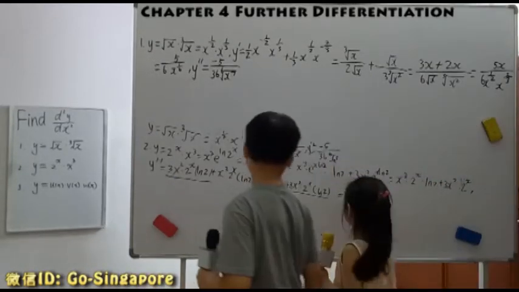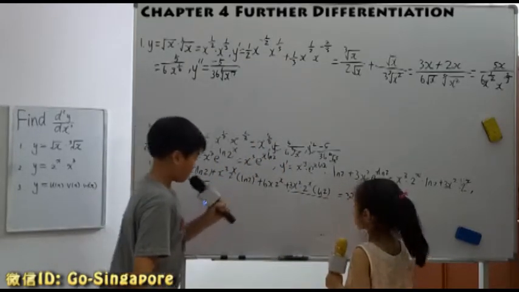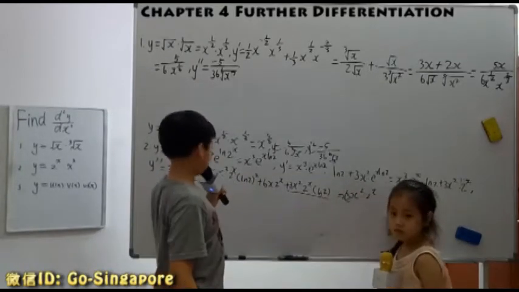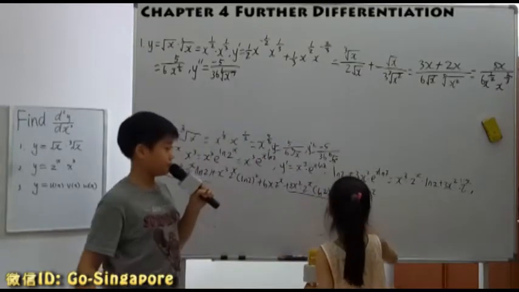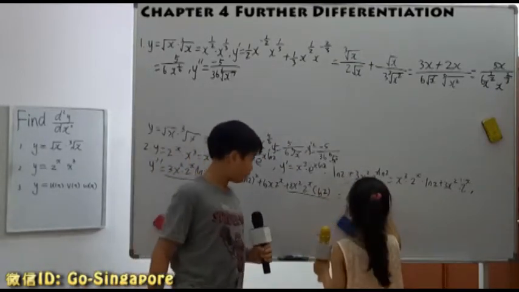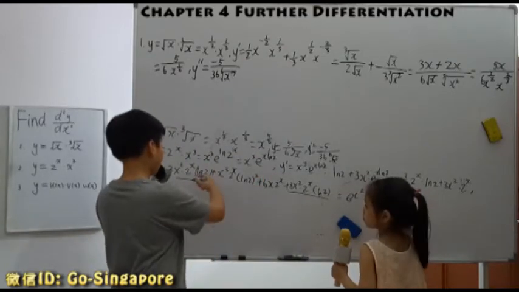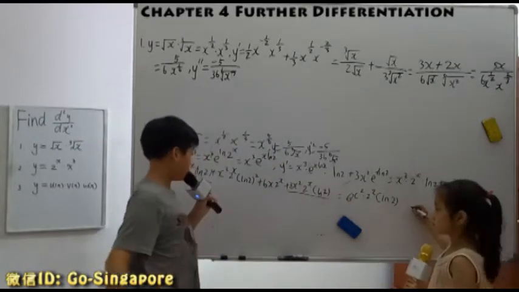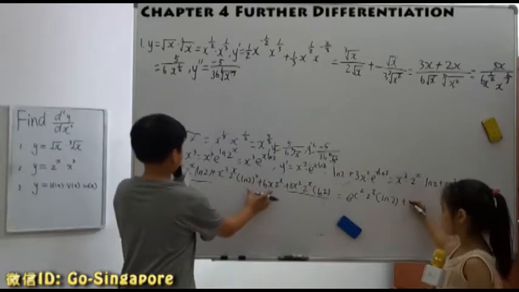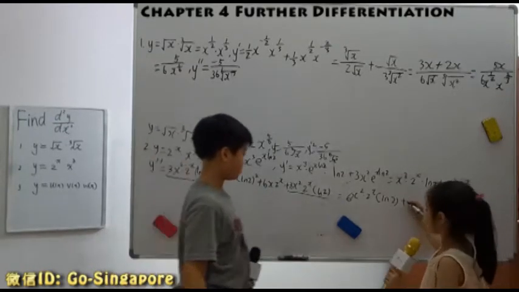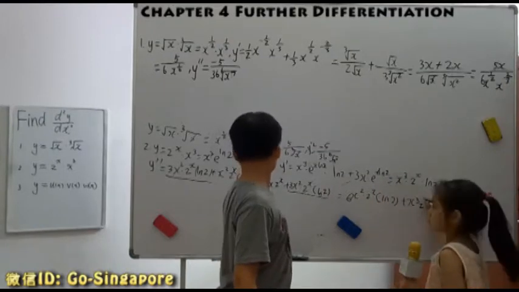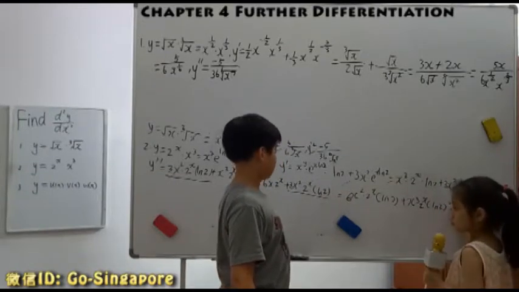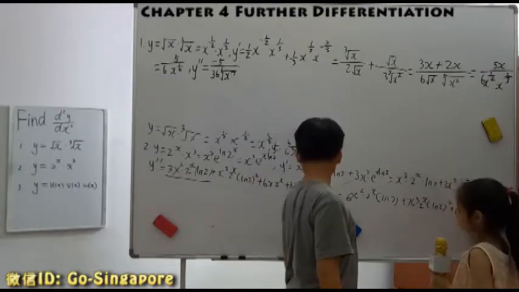Wait a second. You put these two together, right? Can't you straight away times it to the 3? Okay. Then here, the ln 2, correct? Okay. Continue. Which is the two parts, right? Yes. Okay, so is that the answer?